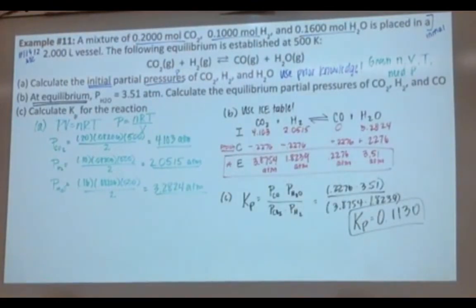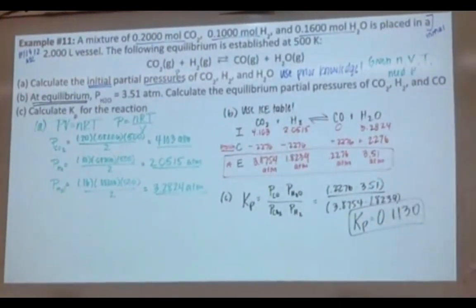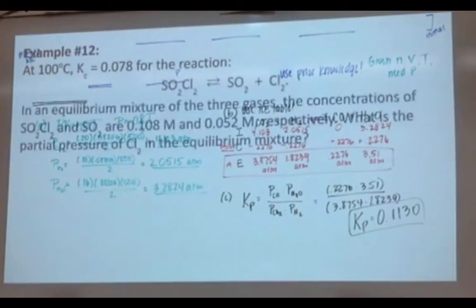Any questions on this example? Be able to get through one more. So this was the longer one of today. The next examples are just plugging back into K, not using ICE tables. Okay, so again, this was looking at initial and equilibrium and how we can use an ICE table.